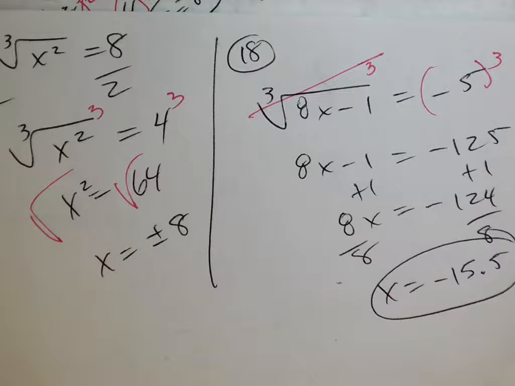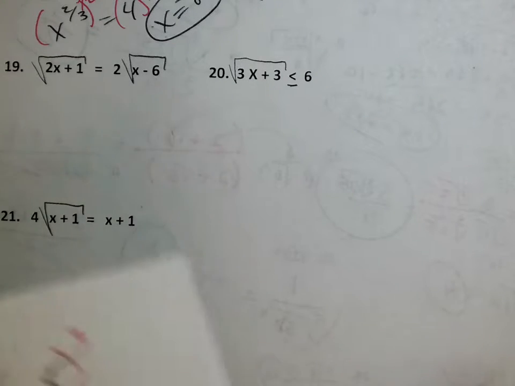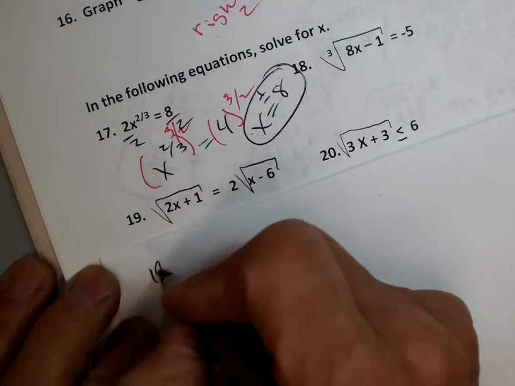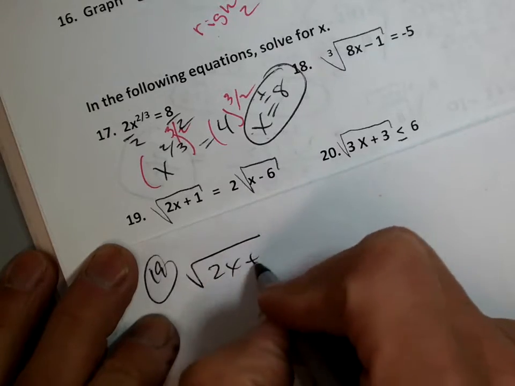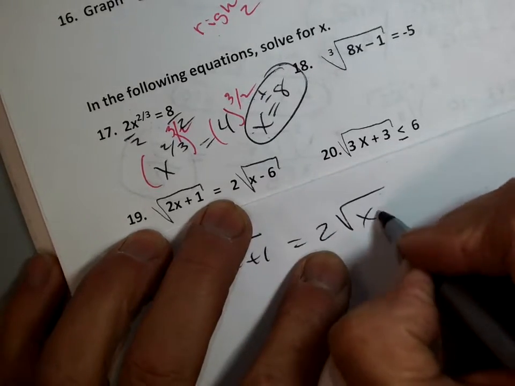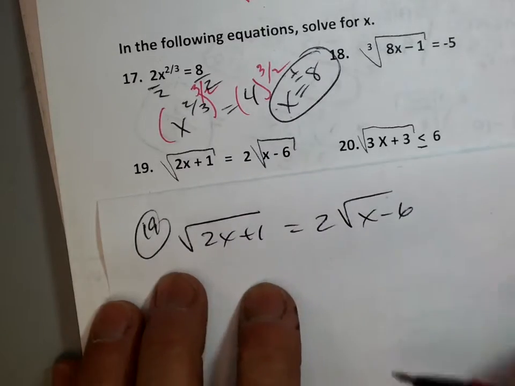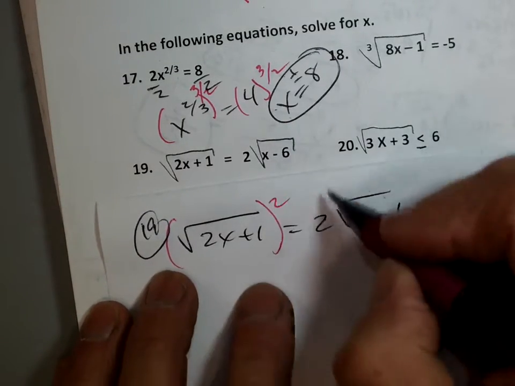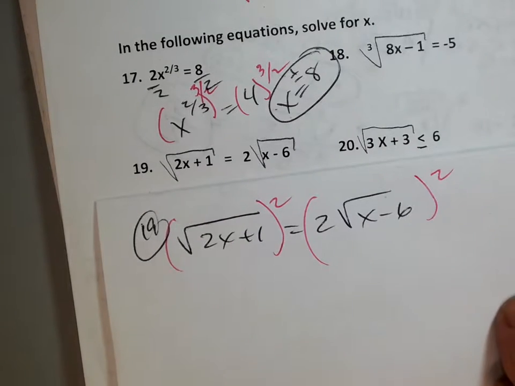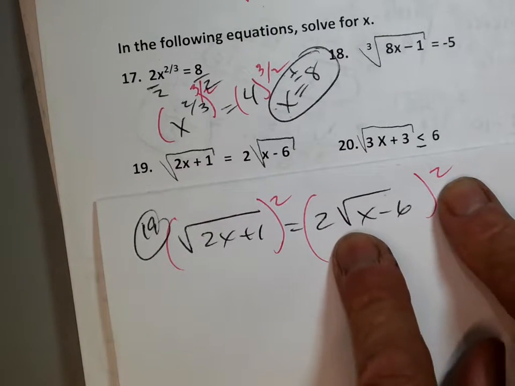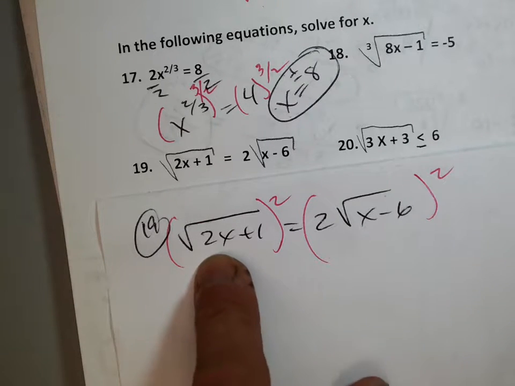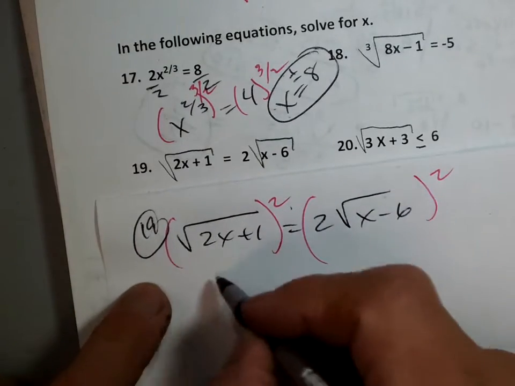Okay. All right. 19. Okay, 19's got a trick we've got to be careful on. I've got the square root of 2x plus 1 equals 2 square roots of x minus 6. Okay, here's what we got to do. We got to square both sides. It's the only way we can get rid of the square root, but we got to be careful that we square the 2. I'll say this like 3 times. Square both sides. Okay, now I'm going to say this 2 more times. You got to square the 2 because 2 is being squared. Does that make sense? So the square cancels the square root because they're opposite.